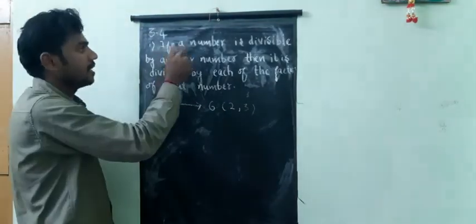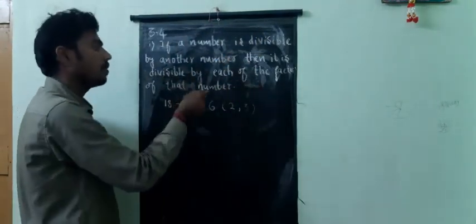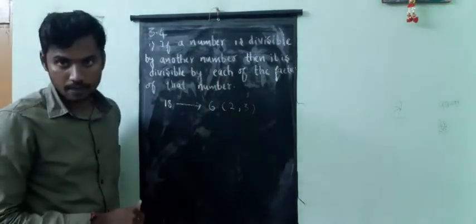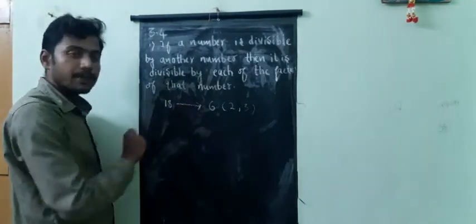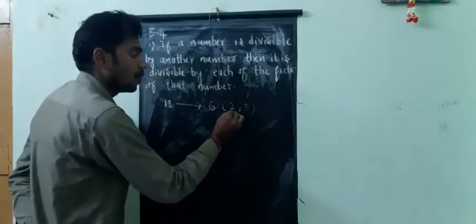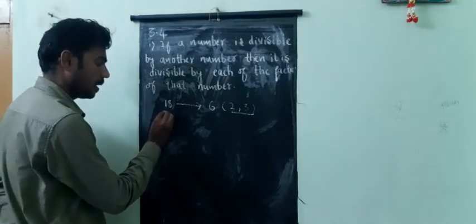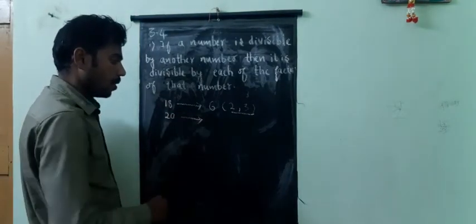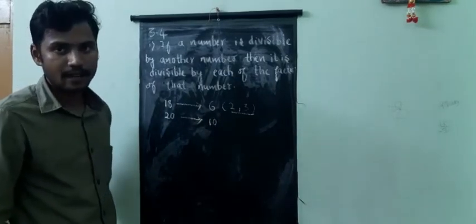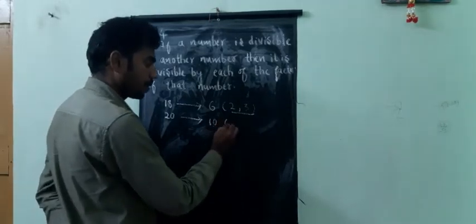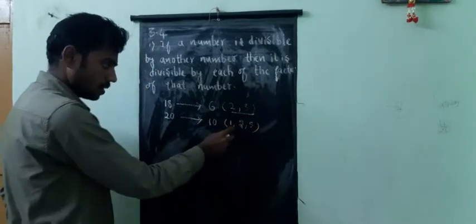See what it says: if a number is divisible by another number, then it is divisible by each of the factors of that particular number. 18 is a number, 6 is a factor of 18, and what are the factors of 6? 2 and 3, and 18 is divisible by 2 and 3. Let me take one more example, 20. 10 is a factor of 20 because 10 twos are 20. So what are the factors of 10? 1, 2 and 5.